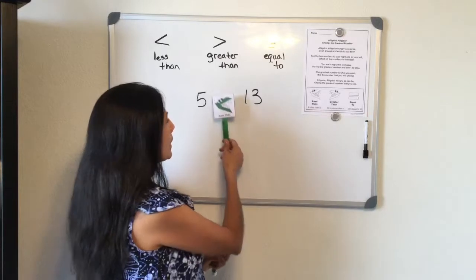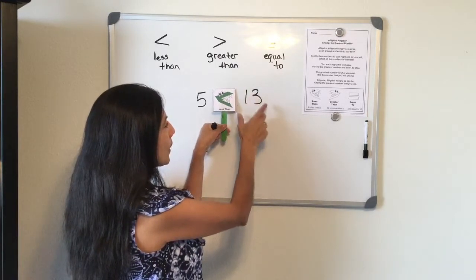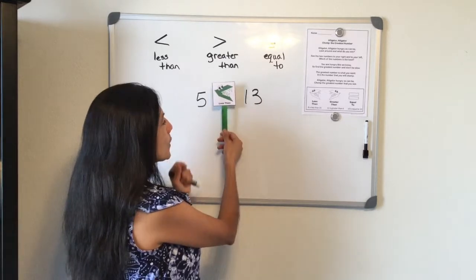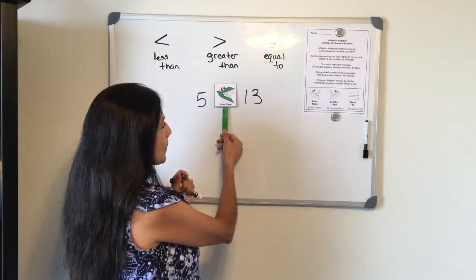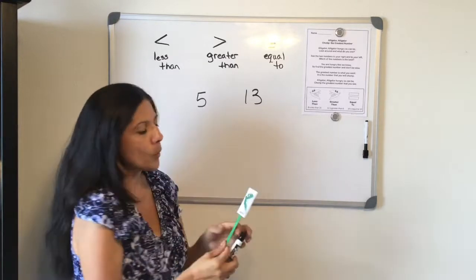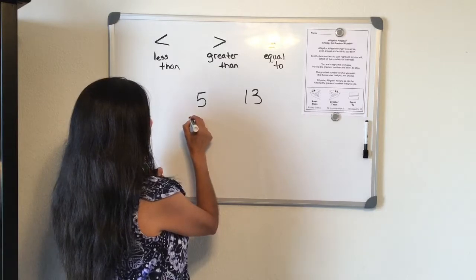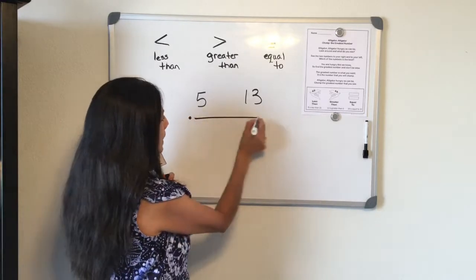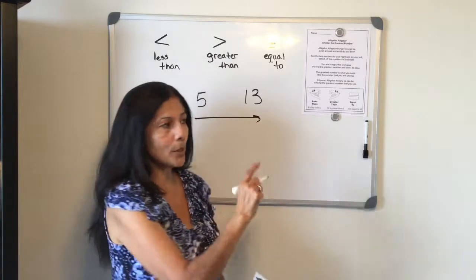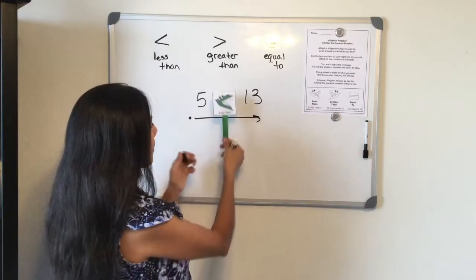And so I'm going to think about this, and I'm going to say, okay, I know Mr. Alligator's teeth are going to chomp that greater number, so my symbol is going to go this way. Now, what I have to remember also, though, is that when I am reading this problem, I want to start from the left, and I'm going to read it this way. Just like when you're reading a book and you read left to right, it's the same thing. So here's how I would read this.